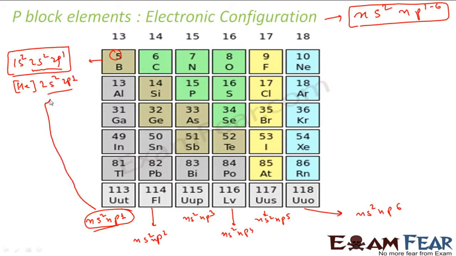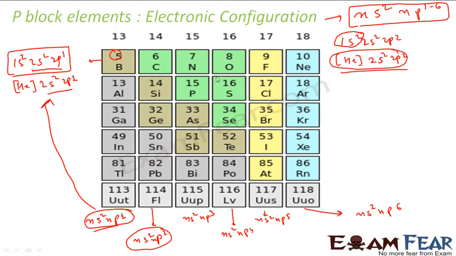So if you put n is equal to 2, this is my pattern. Similarly for carbon, actually for carbon the atomic number is 6, so it is 1s2, 2s2, 2p2. For simplification, 1s2 is nothing but helium, so I'll write this as helium 2s2 2p2. So if you see, this is similar to ns2 np2, where n is equal to 2.